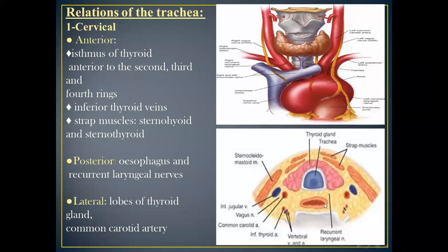Posteriorly, we have the esophagus. This is the esophagus and recurrent laryngeal nerves. And laterally are the lobes of the thyroid gland. These are the lobes, and the common carotid artery within the carotid sheath.